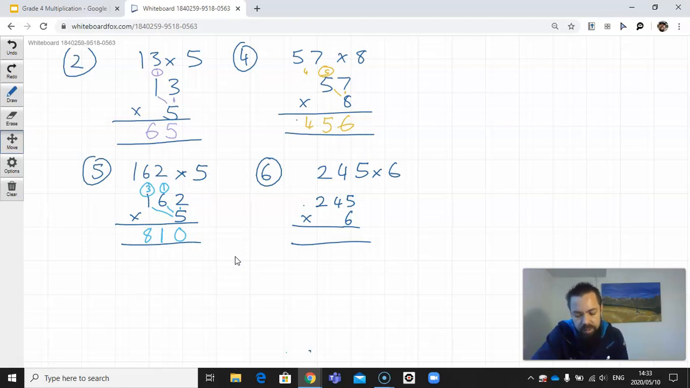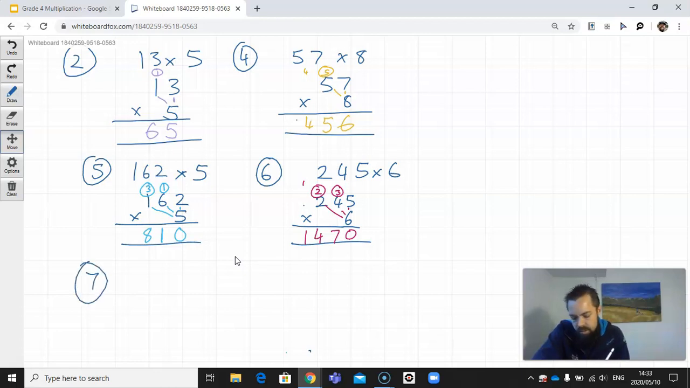Pause the video if you want to do the next one, otherwise I'm going to push through it because I want to get on to the 2 by 2, which takes a little bit more practice. 5 times 6 is 30, carry the 3. 4 times 6 is 24, plus 3 is 27, carry the 2. 6 times 2 is 12, plus 2 is 14, carry the 1, and drop down 1,470.